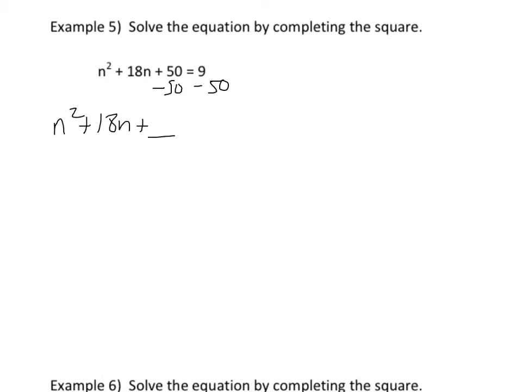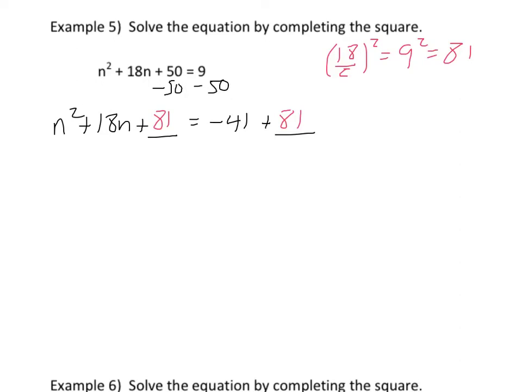We're going to add a new number. On the right side we have a negative 41, and again we're going to add the same new number to both sides of the equation to keep that teeter-totter balanced. What will we use to plug in there? Well, we take our b value, which is 18, we divide it by 2, and then we square it, which will give us 9 squared, which is 81. So 81 is added to both sides of the equation.